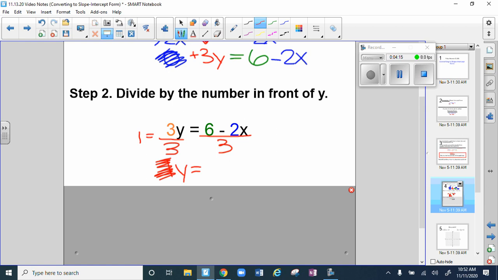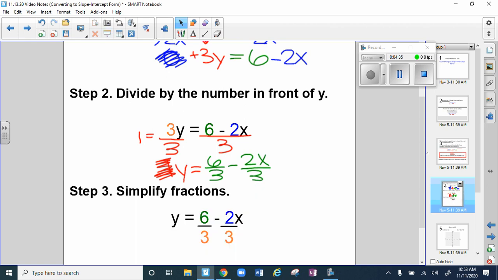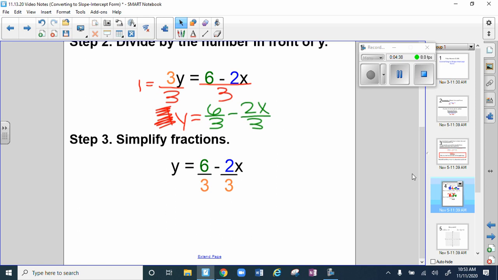I end up with that y equals, which is what I want. I want y by itself. And I'm left with 6 minus 2x divided by 3. And I can split up that fraction and have 6/3, or 6 divided by 3, minus 2x divided by 3. And the reason I split up my fraction is because my last step is to simplify any fractions I have. So if I have 6 divided by 3, that's 2. So I have y equals 2 minus, I can't do 2 divided by 3, so I'm going to leave that as a fraction, 2/3 x.